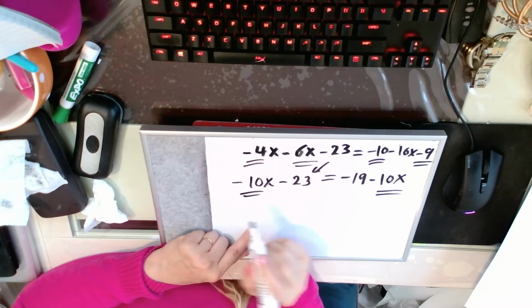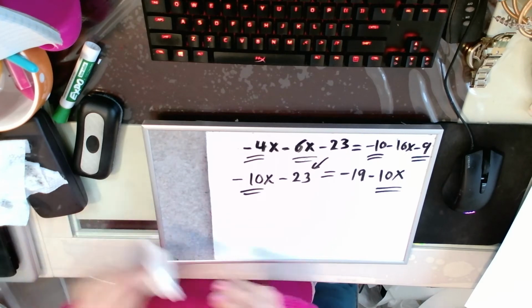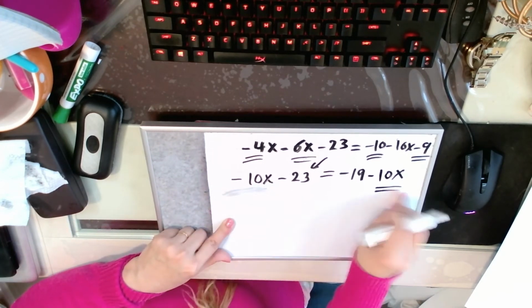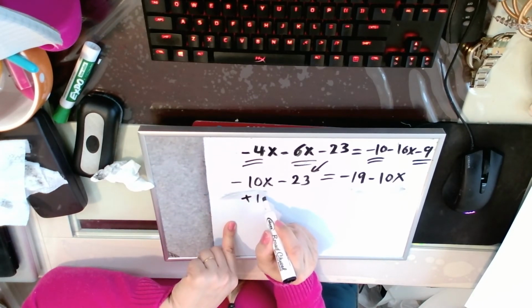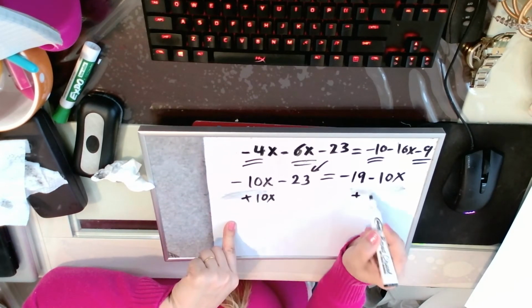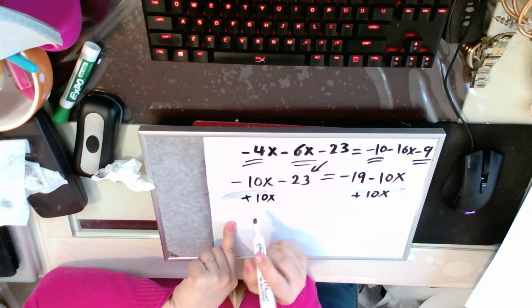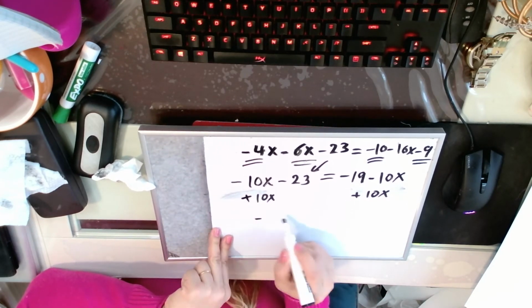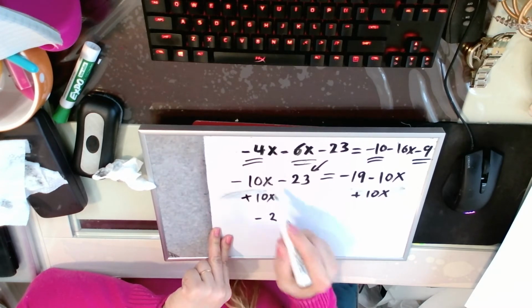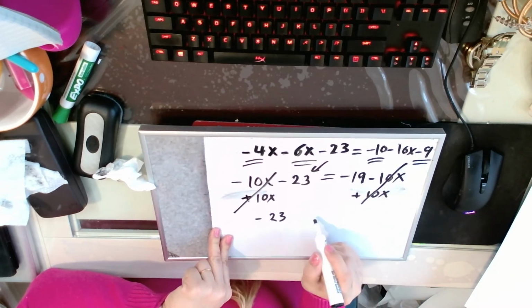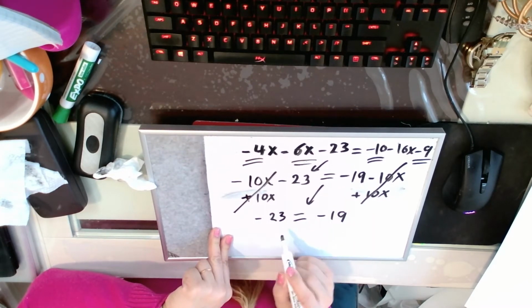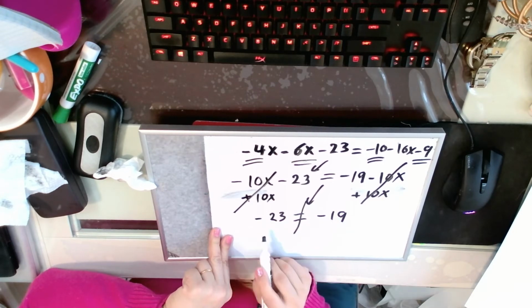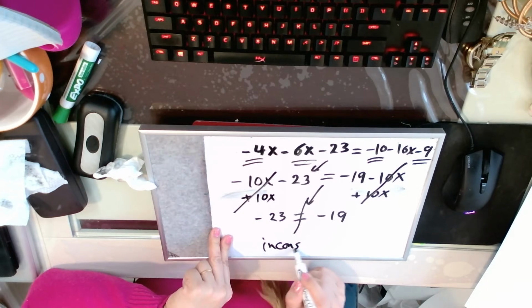Okay, so now what did you see here? 10x, just add 10x to both sides, plus 10x, plus 10x. Minus 23 is going to go down, and there is minus 19. They said equals, but they are not equal. Inconsistent.